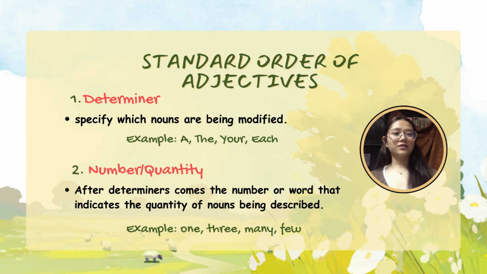So it starts with determiner. These words tell us which noun we're talking about. Think of words like a, the, your, each, and many more. Next, we usually mention the number or quantity. These tell us how many. Examples are 1, 3, many, few, etc.